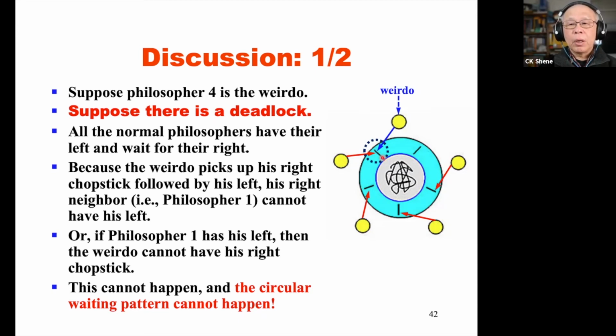As a result, the weirdo cannot have his right, and his right neighbor cannot have his left at the same time. Therefore, the circulating pattern cannot happen. Then the proof is done. Isn't this simpler than a constructive proof?